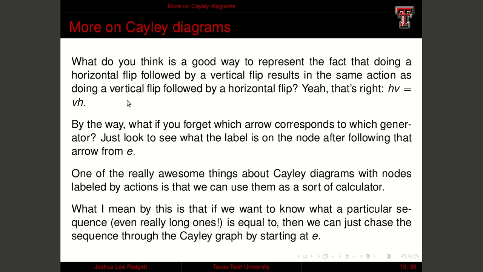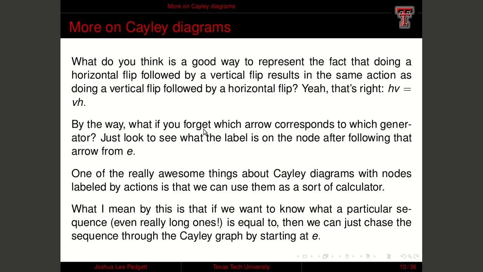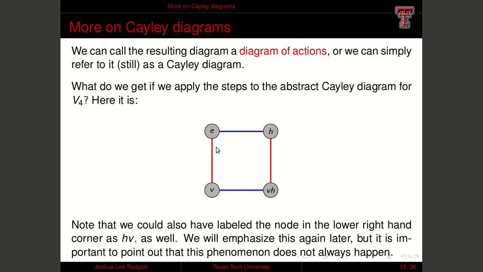All right. And another thing to note, and this is something you guys have been asking on the homework, if you forget which arrow corresponds to which generator, simply trace it back to the identity. From the identity, I can see blue must be H and red must be V. All right? Because the identity serves as our base point. And then, once we have this, this actually serves as a sort of calculator.